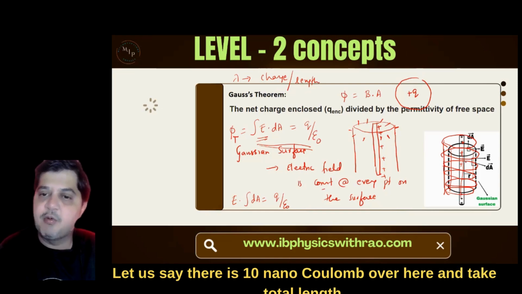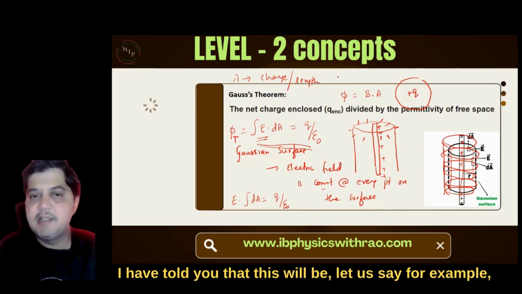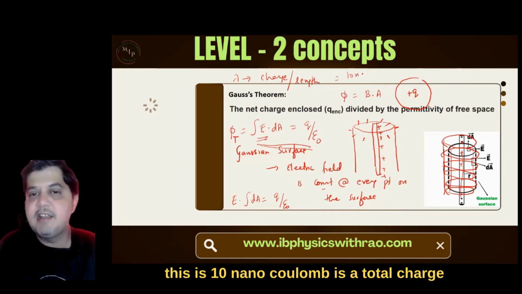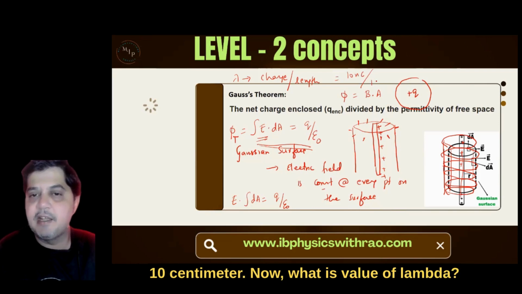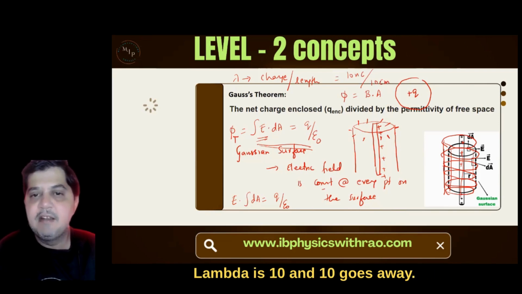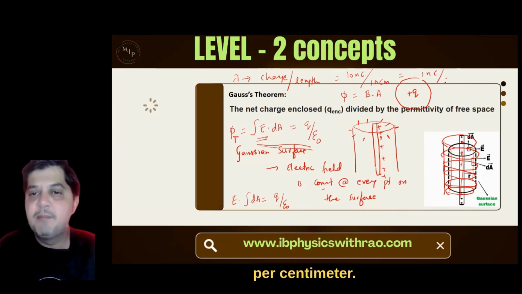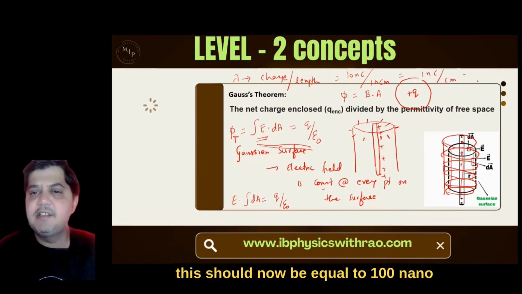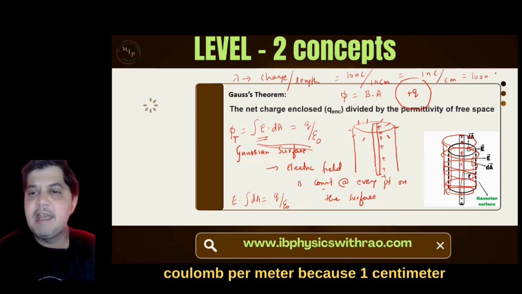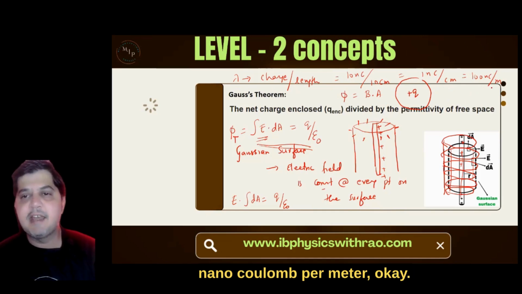Let us say there is 10 nanocoulomb over here, and the total length, let us say, is 10 centimeter. So this 10 nanocoulomb is the total charge divided by the length of the wire, 10 centimeter. Then what is the value of lambda? Lambda is 10 and 10 goes away. I get this as 1 nanocoulomb per centimeter. Maybe I can convert it into meter, and this should now be equal to 100 nanocoulomb per meter, because 1 centimeter is 1/100th of a meter, so it goes upwards, and thus you get 100 nanocoulomb per meter.